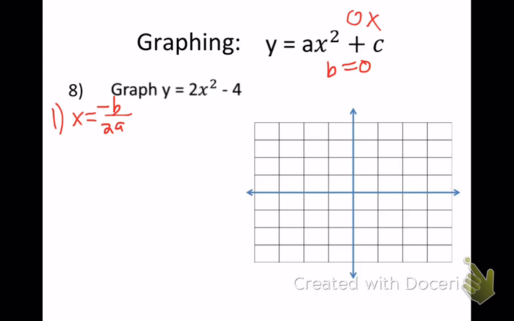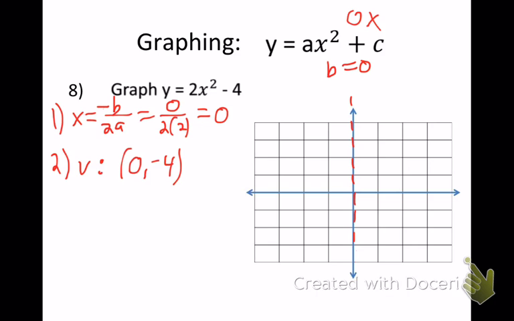So if it's 0, I'm going to have 0 over 2 times 2. What's it going to be? Yeah, my axis of symmetry is going to be 0. Next, I need to find my vertex. So to find the vertex, I plug 0 in. So what's 0 squared times 2 minus 4? (0, -4). But if that's my vertex, what's my y-intercept then?